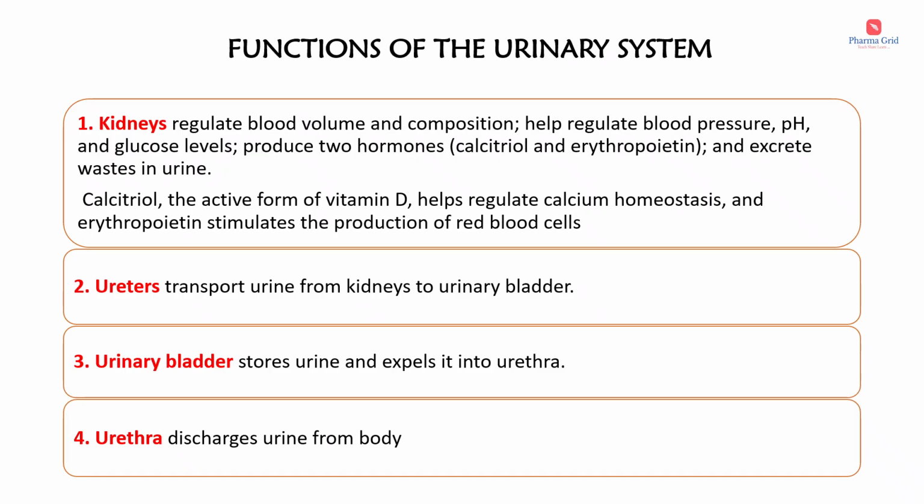Next one, ureters. Ureters, we already know. These ureters transport urine from kidneys to the urinary bladder, and then the urinary bladder stores the urine and expels it into the urethra. Then at last the urethra discharges urine from the body. Okay, so these all are the functions of the urinary system.